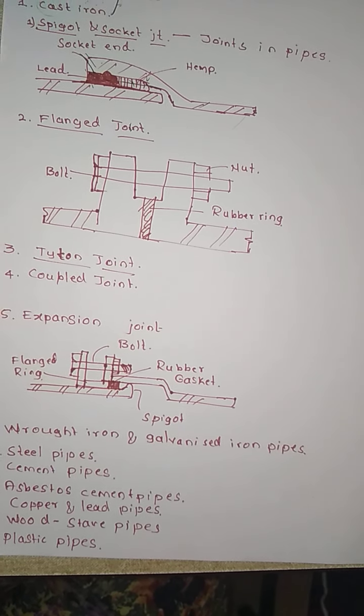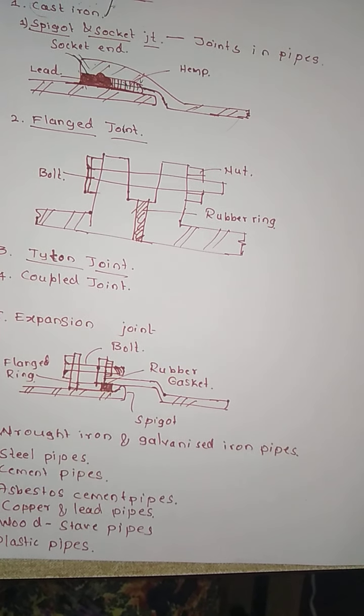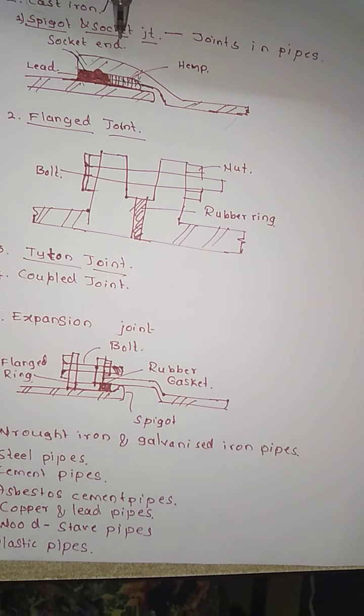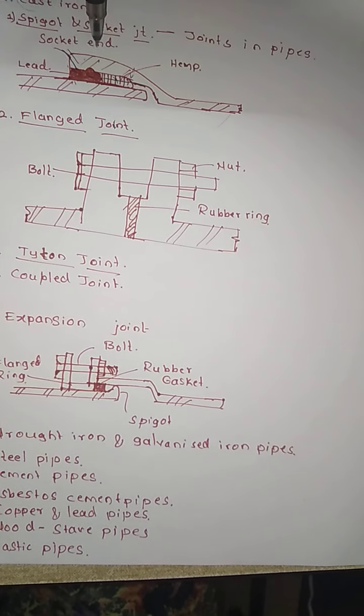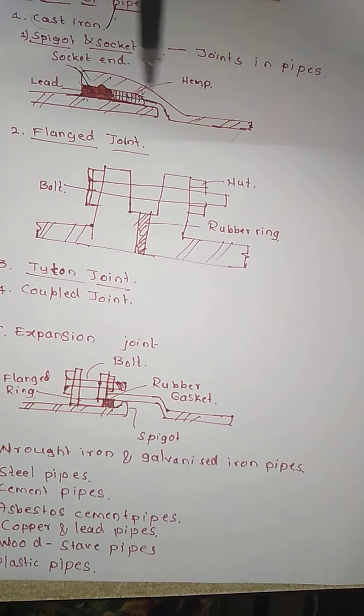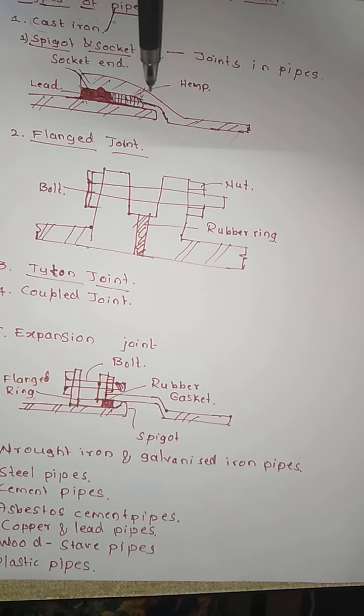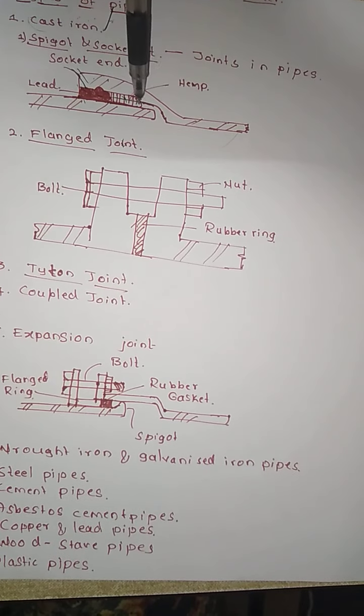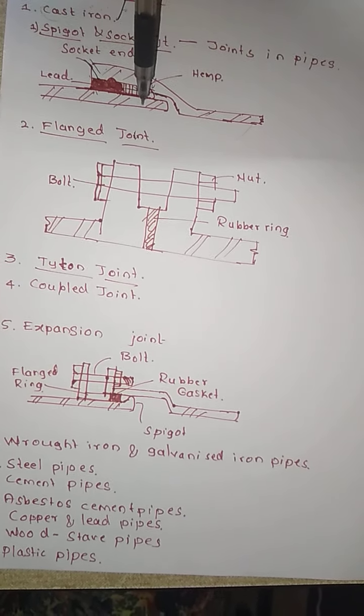Okay, now first is the spigot and socket joint. Here we need to understand what is spigot and what is socket. Here the enlarged portion that you are going to see, we call it the socket, and the bottom one we call the spigot.